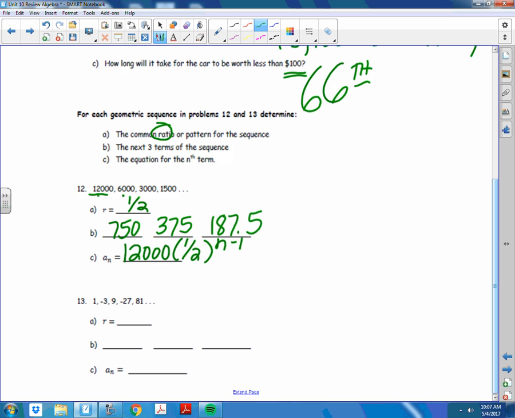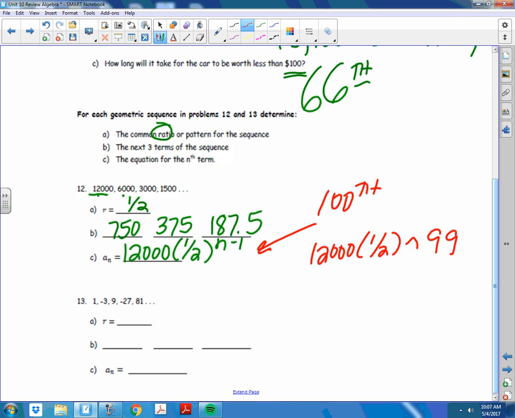The nth term is found by taking the first term, 12,000, times the common ratio to the n minus 1 power. If I said, what is the 100th term in your calculator, it will be 12,000 times 1/2 caret 99, because that's 100 minus 1. That's how you use the formula.